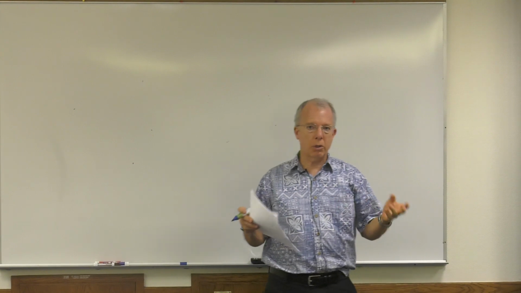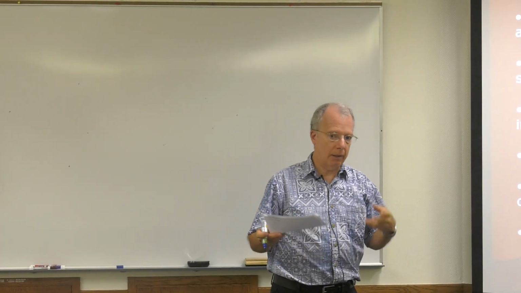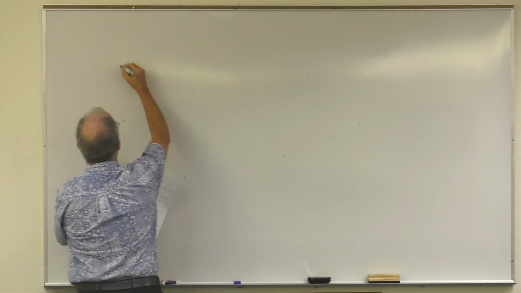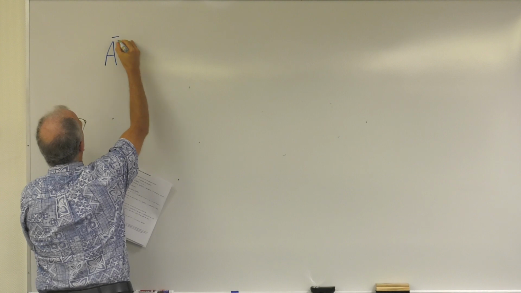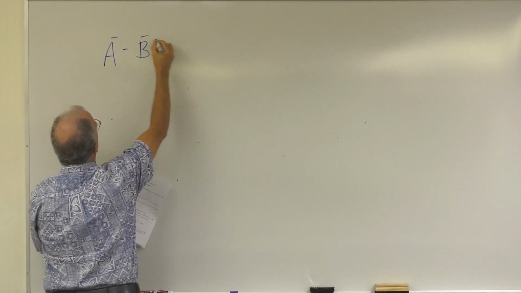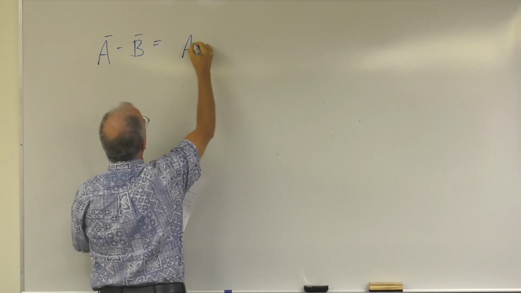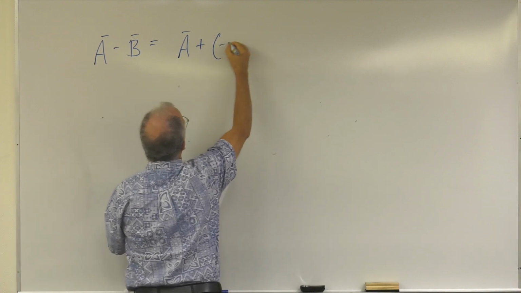Just like remember when you were a little kid, you first learn how to add. And once you mastered that, then you learn how to subtract. All right. So here's how you do it. A minus B is the same thing as A plus a negative B.